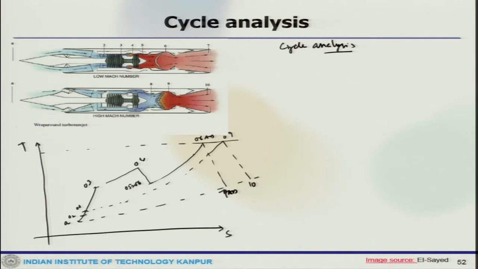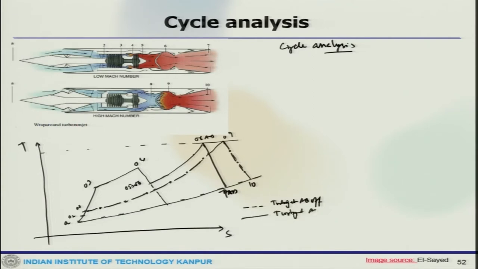So here this is a solid line, this will also go solid line, this will come solid line, and this also go as a solid line. Here the dot dot dot, this is, so let us say this goes to dot dot dot, and this is like dash dot, this could be dash dot, like that. So dot dot dot is turbojet, AB off, solid is turbojet, AB on, dot dot, this is ramjet operation.